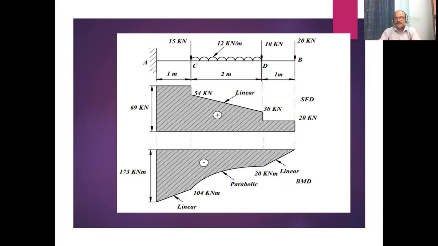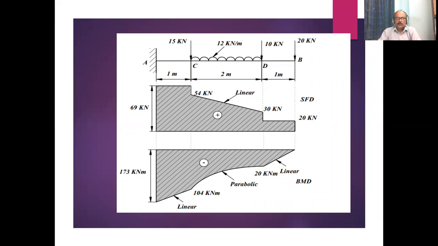Therefore, we have to represent that by a parabolic curve. So we have to join that uniformly distributed load by a curve in case of bending moment diagram. So now bending moment at A. To find out bending moment at A, again, with reference to that section, right clockwise is negative.